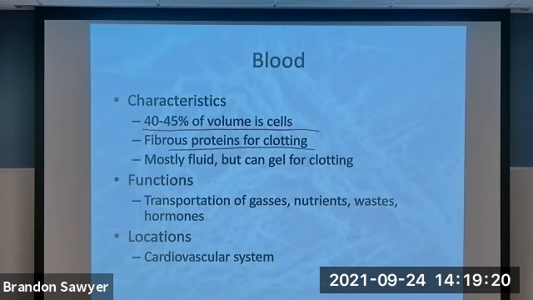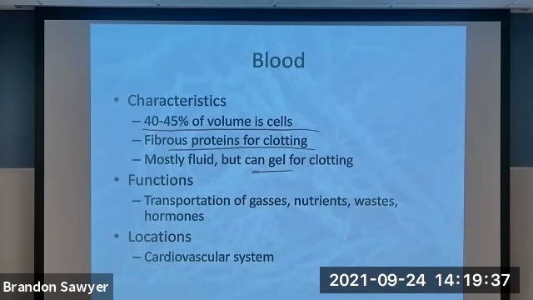It's mostly fluid, obviously, but it can actually turn into gel when it needs to, which is exactly what happens during the blood clotting process. Certain chemical events take place, and that liquid turns into a gel that's not moving. So it's a pretty dynamic tissue that can change within a matter of minutes.